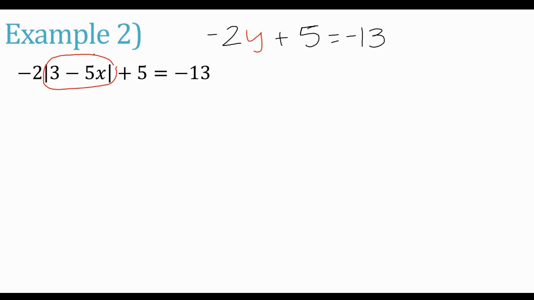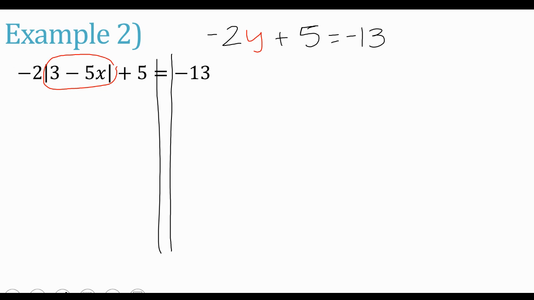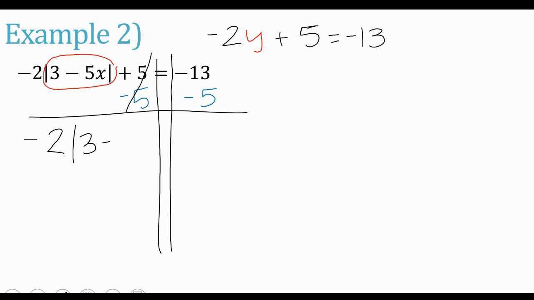We're trying to isolate it. So if we were looking at this equation, the first thing we would do to isolate y would be subtract 5 on both sides, which is what we're going to do first here. So I'm going to draw my train tracks. And let's isolate that absolute value. Let's subtract that 5 on both sides. So then we're left with negative 2 times the absolute value of 3 minus 5x is equal to negative 13 minus 5, same signs, add and keep. You're going to get negative 18.